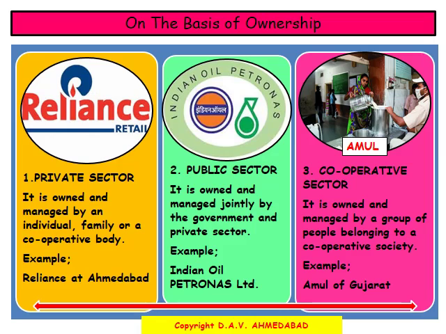Okay, so we've reached the last one, industries on the basis of ownership. Now they are also further divided into three categories. First is private sector. Now it is owned and managed by an individual, family or a cooperative body. For example, Reliance at Ahmedabad.